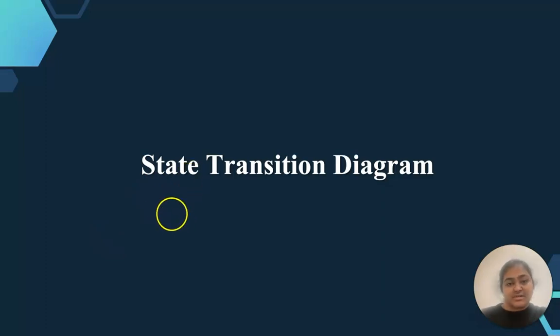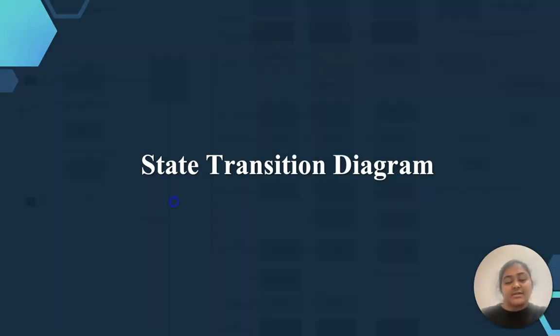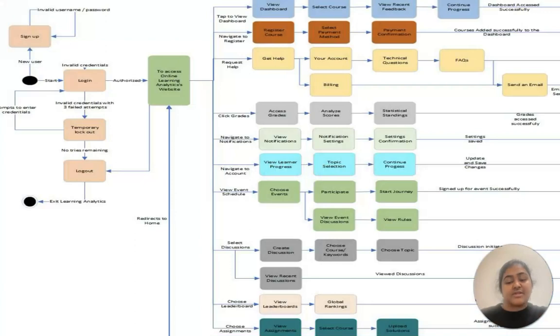Next, we are going to see the state transition diagram. The state transition diagram shows the various states of the learning analytics and the transitions between the states caused by the different functions. As you can see, the new user needs to sign up to access the website, and if the person is already a user, he just needs to log in with valid credentials. If he does not use valid credentials, there will be a temporary logout from accessing the website.